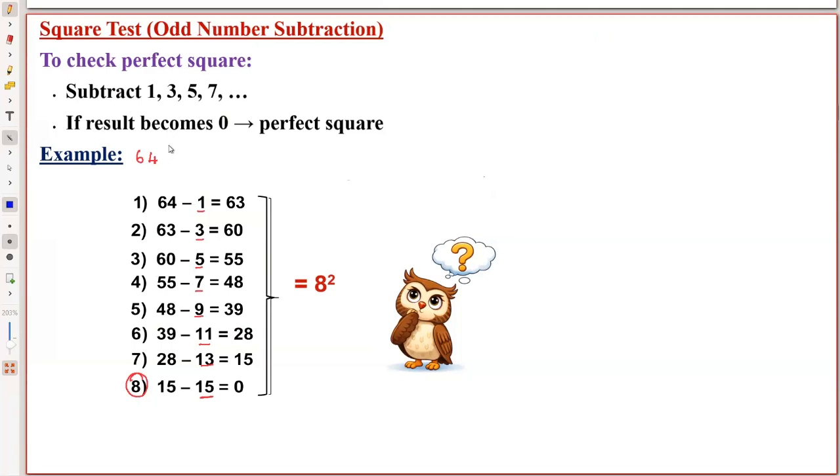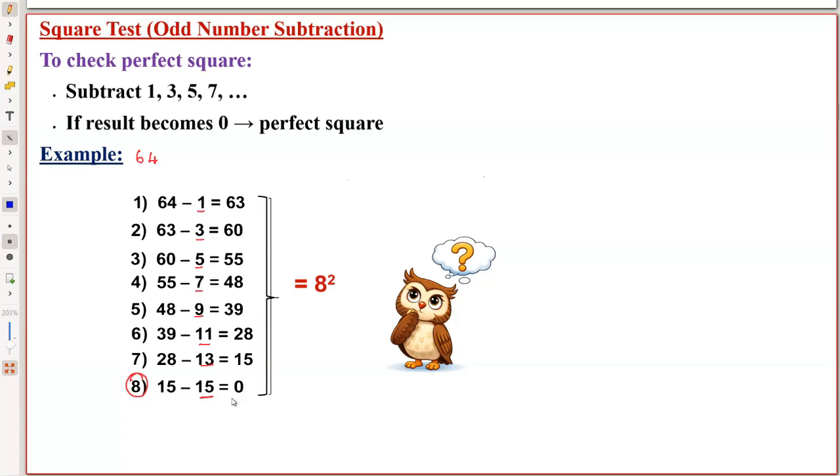Another method is repeated subtraction. We have to check whether 64 is a perfect square number using repeated subtraction. We repeatedly subtract the odd numbers starting from 1. 64 minus 1 is 63. 63 minus 3 is 60. 60 minus 5 is 55. 55 minus 7 is 48. 48 minus 9 is 39. 39 minus 11 is 28. 28 minus 13 is 15. 15 minus 15 is 0.